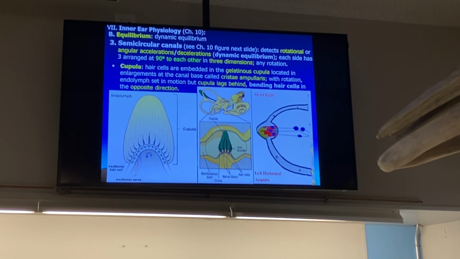Hair cells are in the crista ampullaris, and the cilia of these hair cells are embedded in this gelatinous cap. We call it the cupula. Everybody see the hairs, the cilia embedded in the cupula? Endolymph moves the cupula, okay?